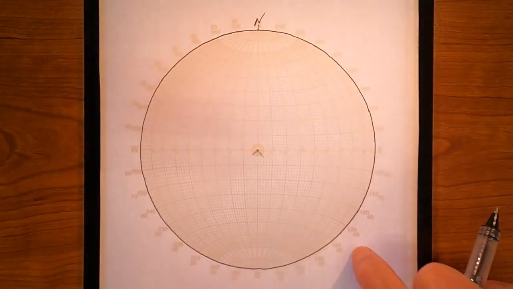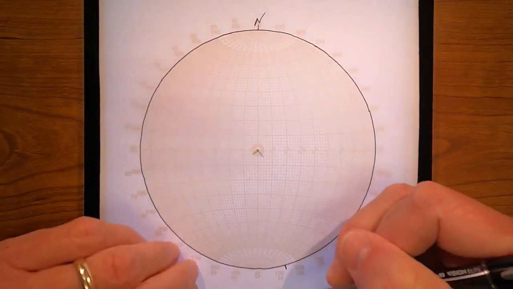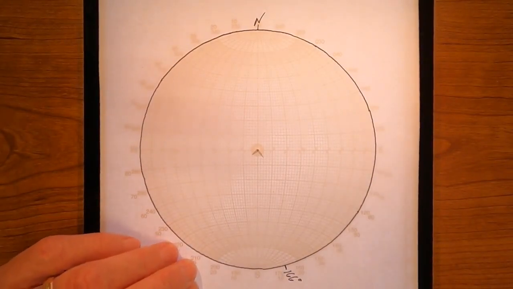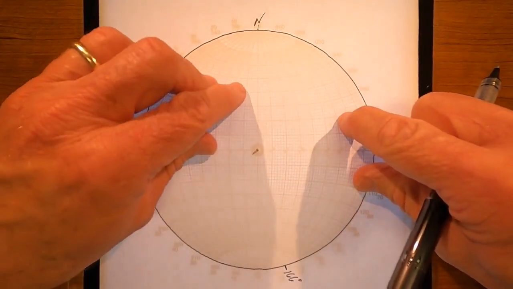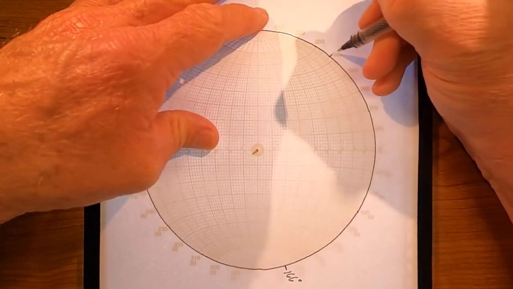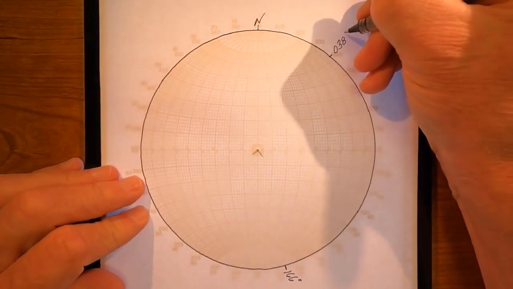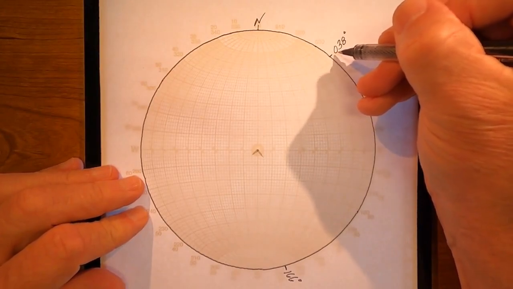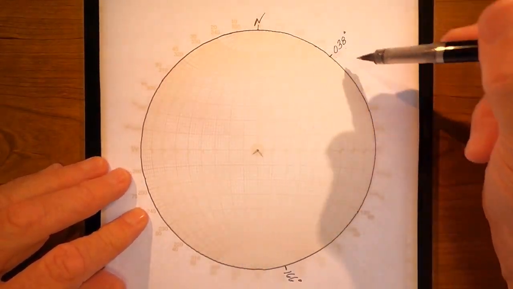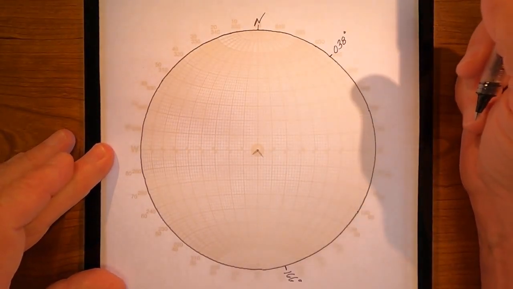So, plane 1 has a strike of 166. That is right there. Mark that. 166. Plane 2 has a strike of 038. Right there. 038. Again, 3 digits with a leading 0 to confirm that that is in fact an azimuth. And azimuth compass directions are indicated around the outside of the primitive great circle on the Stereonet.